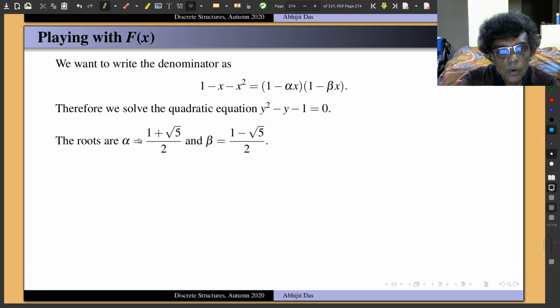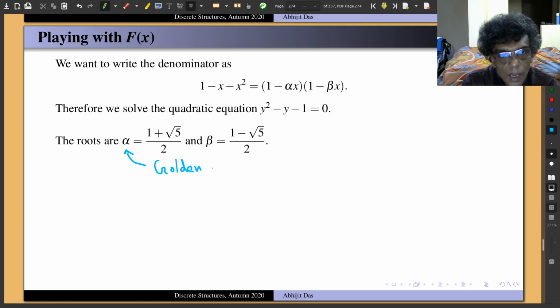In fact, you may know that this is called the golden ratio. This alpha is the golden ratio. And this beta is just the conjugate of this. Anyway, whatever alpha is, the roots are this.